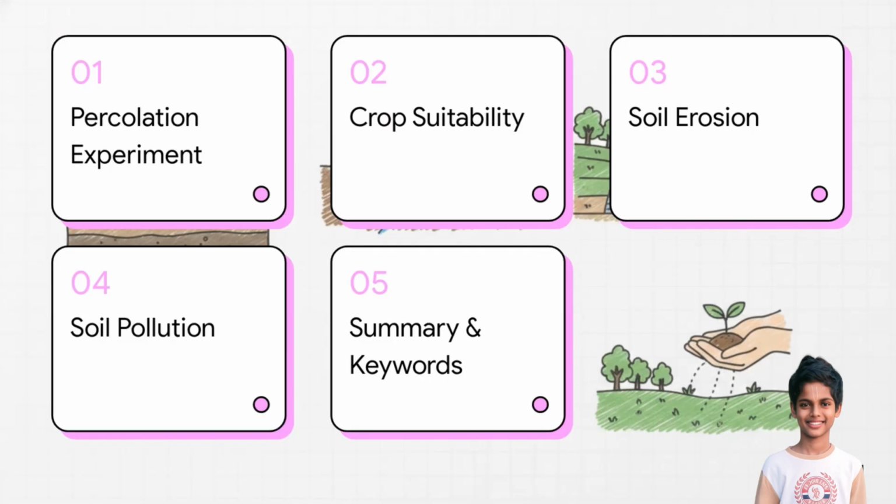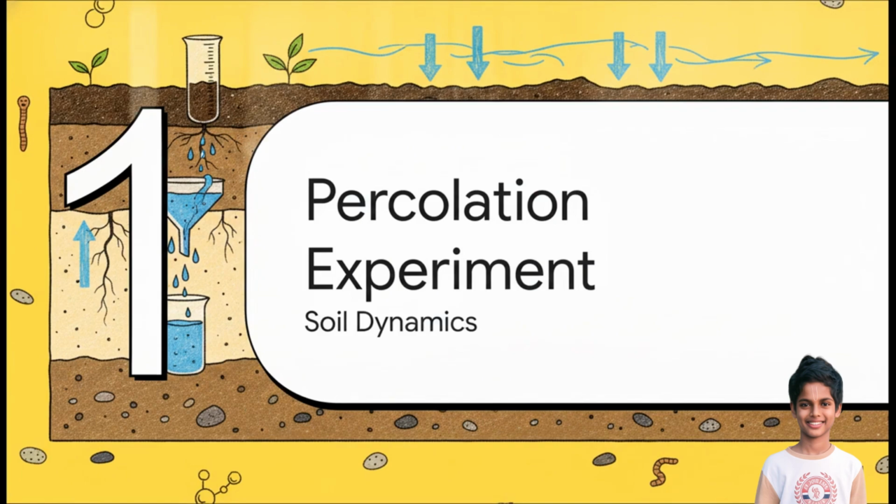Okay, here is our quick agenda for today. We'll cover the soil percolation experiment, crop suitability and fertility, soil erosion, soil pollution, and then we'll wrap the whole thing up with a chapter summary and your essential keywords. Let's dive right into Section 1, the soil percolation experiment. This is a highly testable area, so pay close attention.